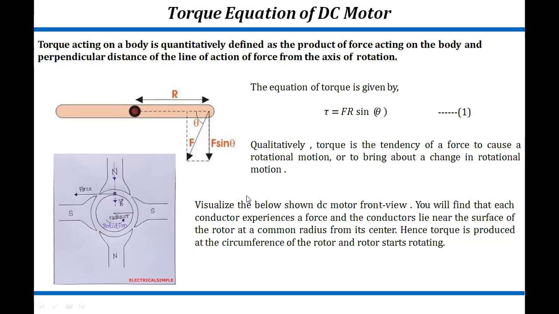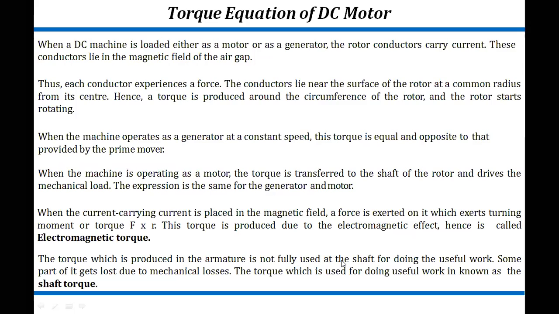If you see its front view for the DC motor, the conductor experiences a force, and the conductors lie near the surface of the rotor, which will have a common radius from its center because it is rotating continuously. Hence, torque is produced where? At the circumference, because they are taking the same radius. So torque is produced at the circumference of the rotor, and the rotor will start to rotate.